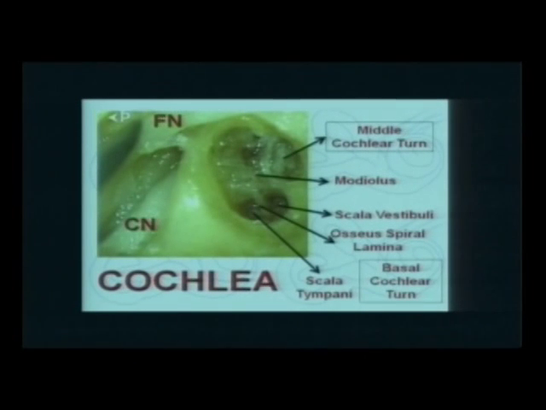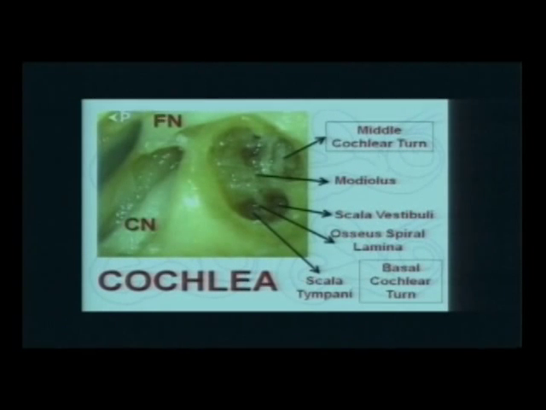Seeing into the cochlea, this is the basal turn of the cochlea, this is the middle turn of the cochlea, in between them you have the osseous spiral lamina, and then coming out here is the facial nerve. I've taken it with a dissector to the side, and this is the facial nerve, and then here we have the cochlear nerve down there, inferior to the facial nerve, and then inside there I've taken the superior vestibular nerve with the dissector. You can see the inferior vestibular nerve right there.